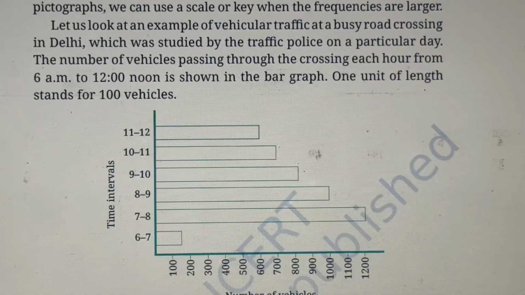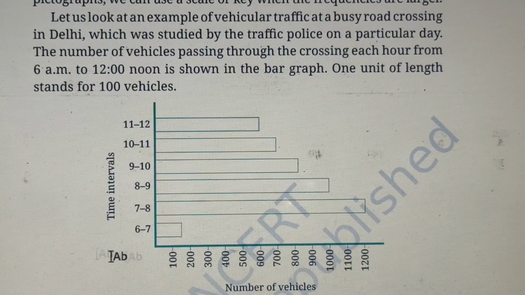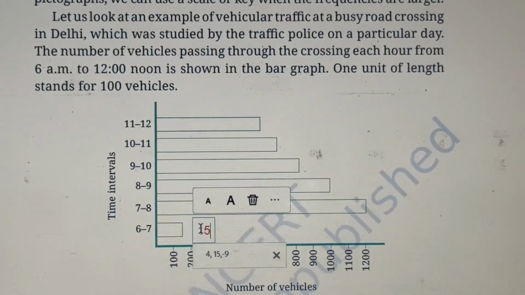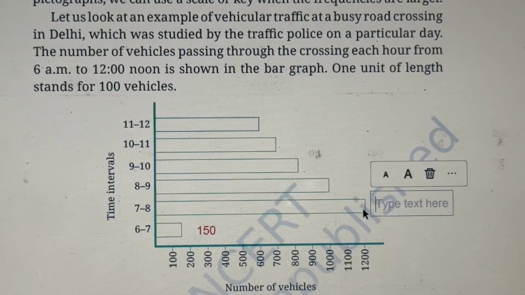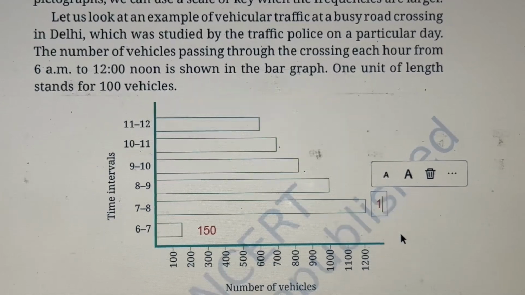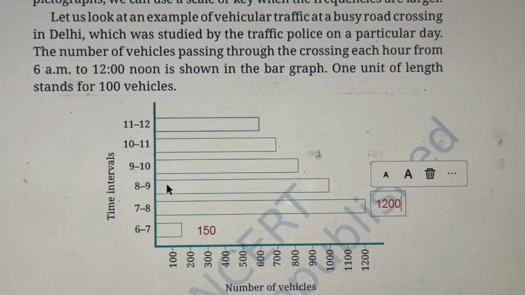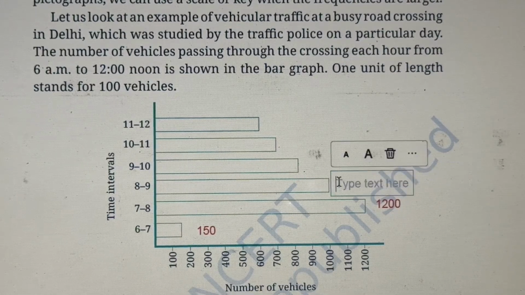So if we see, like 6 to 7, just keep this line. You can keep a scale over here. You can see the line from here. It is between 100 to 200. So it is 150 cars from 6 to 7. Now if you see 7 to 8, just draw a straight line. You can keep a scale. It is 1200. Then 8 to 9, again keep a scale and see, it is still 1000.